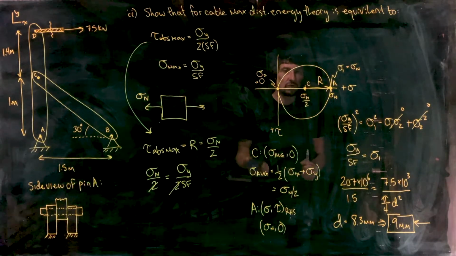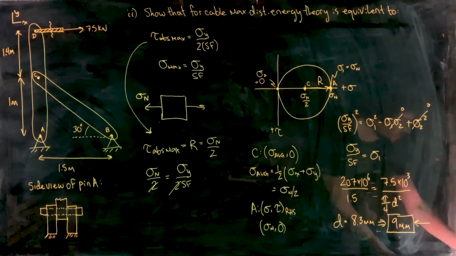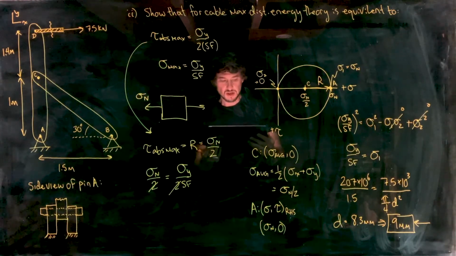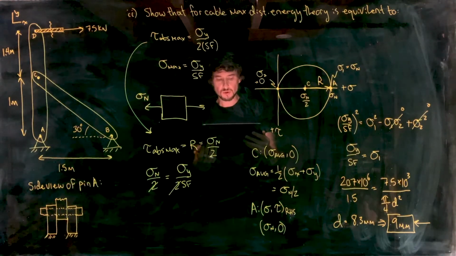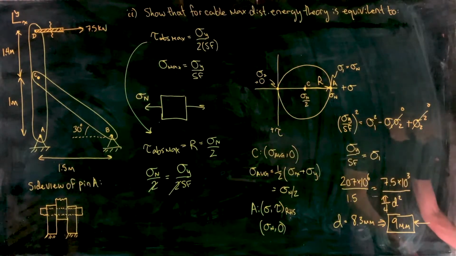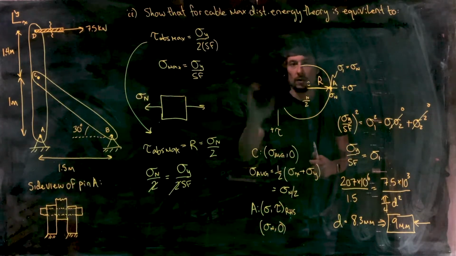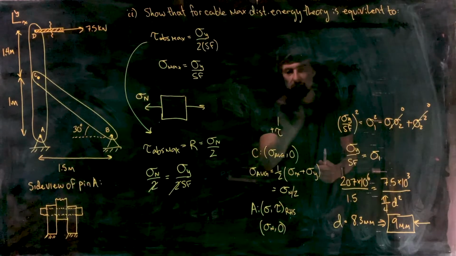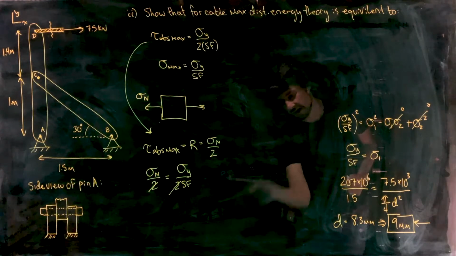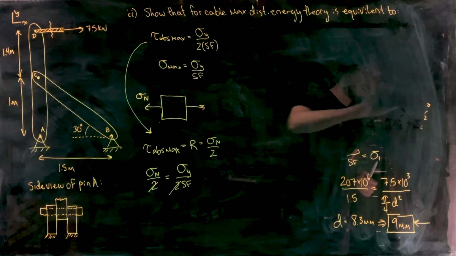Okay, let's move on to part 3 then. And before I do any erasing, let me just see what part 3 is. So it says, using the maximum distortion energy theory, determine the minimum required diameter of pin A. Okay, so let's do some erasing then, and we'll do that part of the problem. So we're moving on from the cable now to the pin. This is different because, of course, the cable is under a state of normal stress, and we know that pins are primarily loaded in shear.